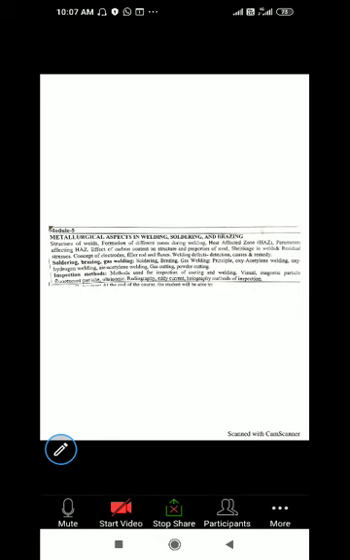Okay, now next is soldering, brazing and gas welding. This is also one of the concepts in this module. There are different types of soldering methods, brazing and gas welding, and we are going to study their working principles and operations in this module.